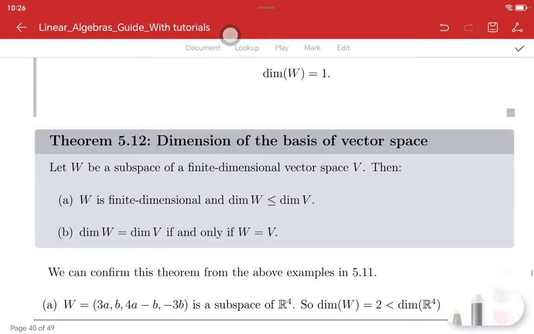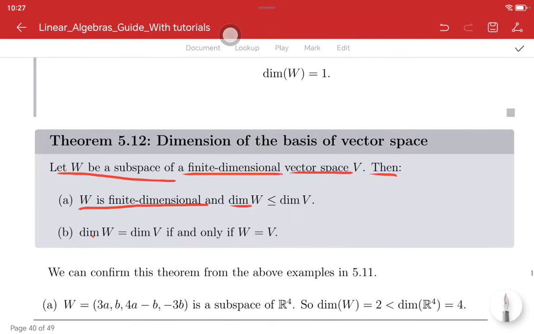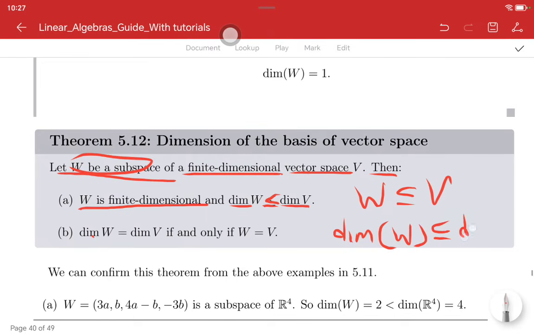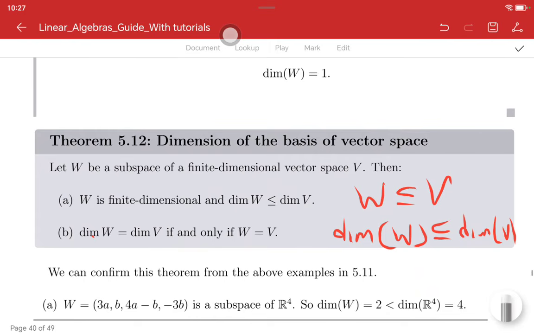So here's another thing. Here are some properties that we can be asked in the multiple choice. They say we should let W be a subspace of a finite dimensional vector space V. Then W is finite dimensional and the dimension of W is always less than or equal to the dimension of V. If W is a subspace of V, then the dimension of W will always be less than or equal to the dimension of V. According to that, they just put dim on both sides. You see right now? So that is what it is saying.